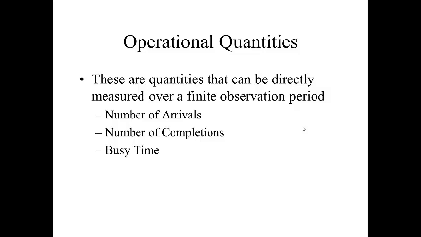So these are the quantities that we can measure over the finite observation period. We're interested in number of arrivals, number of completions, and the amount of time the system is busy. So we can measure all three of those things, and then from there we can derive several operational quantities.